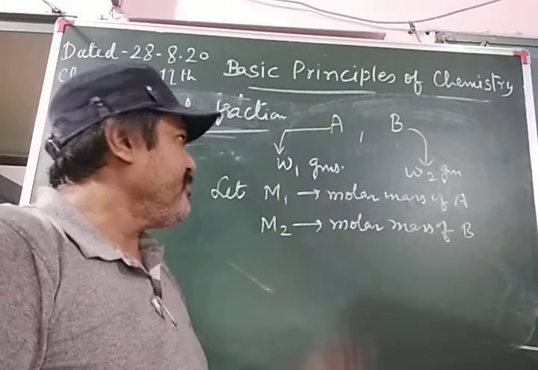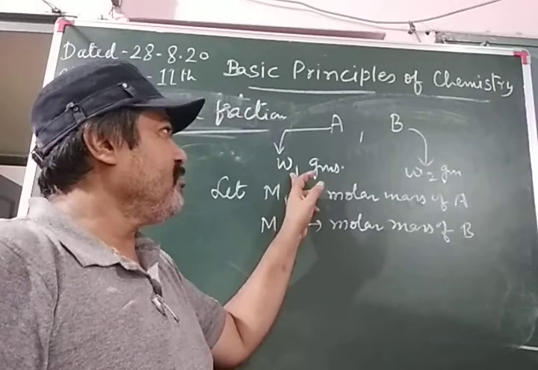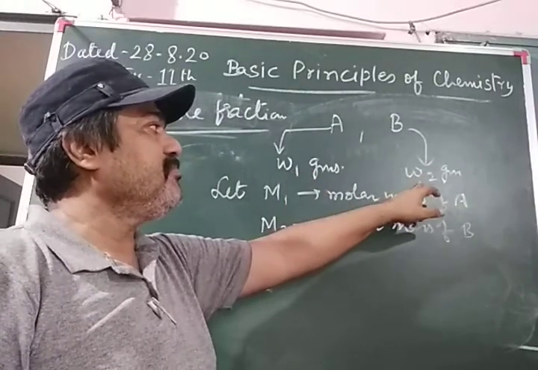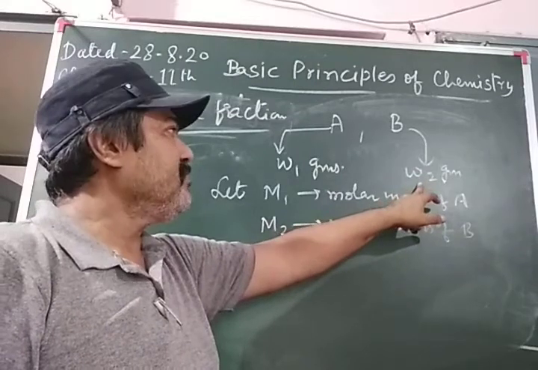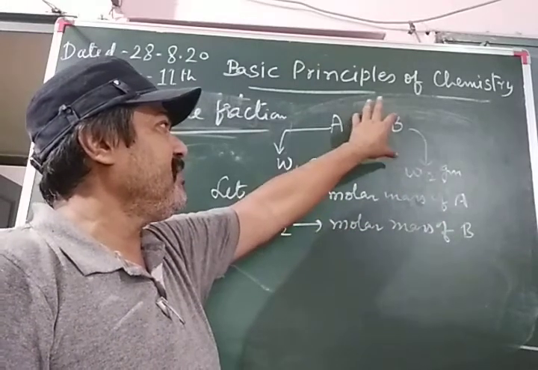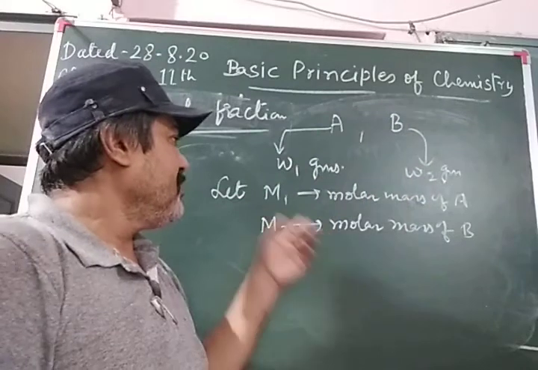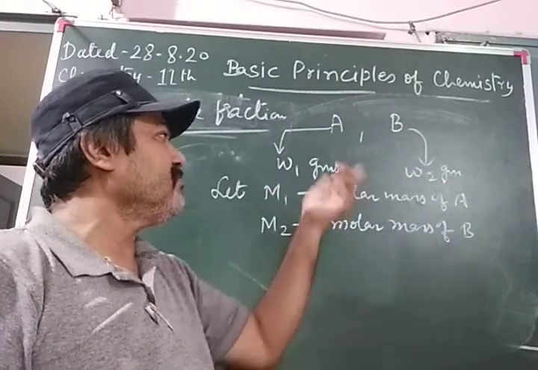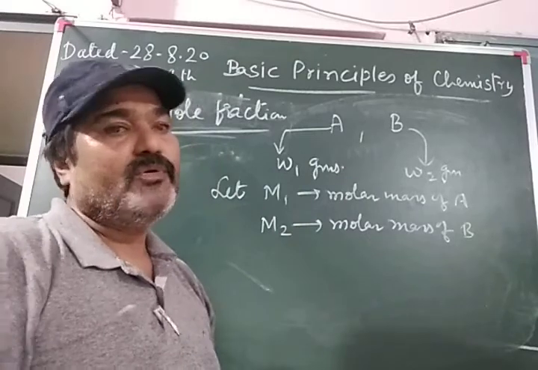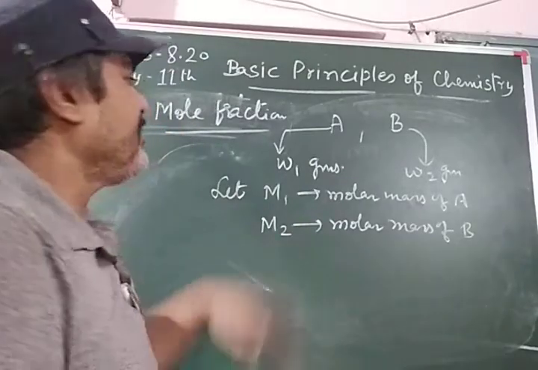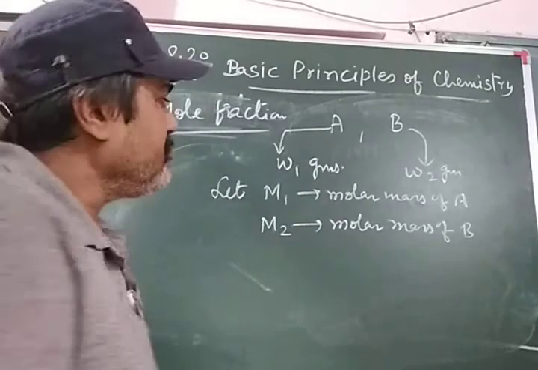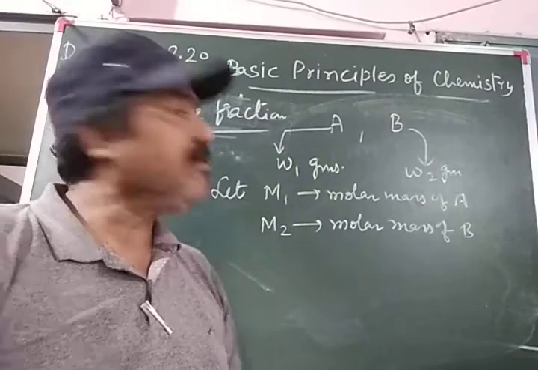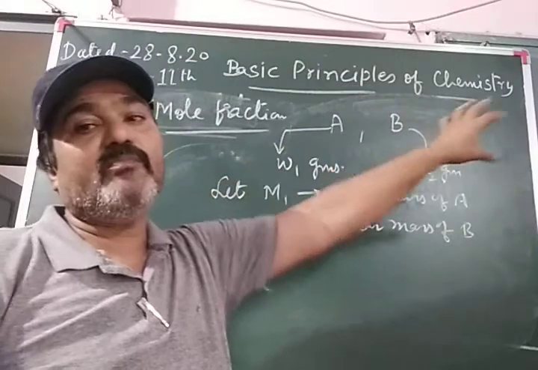क्या गिवन है, मैं रिपीट करता हूं. W1 is the mass of A dissolved with W2 grams of B. Okay, solution is prepared by mixing these two, and the molar mass of A is M1 and the molar mass of B is M2. So we have to find out the mole fraction. ठीक है ना? तो mole fraction निकालने के लिए हमें we have to calculate the number of moles of A and number of moles of B.